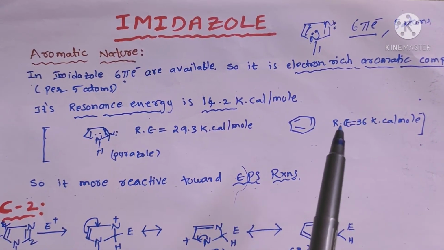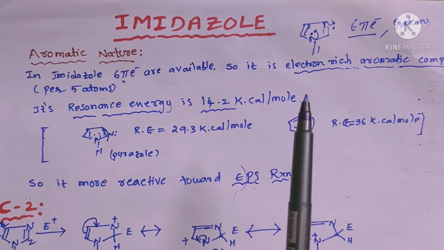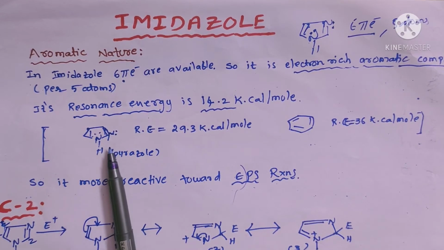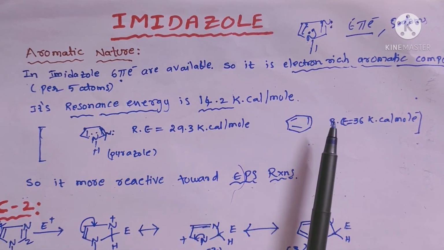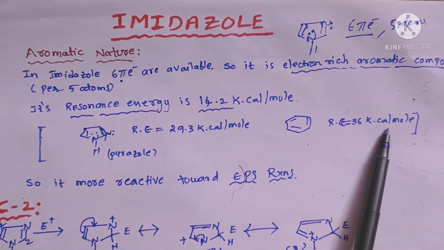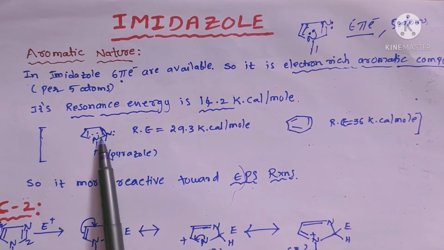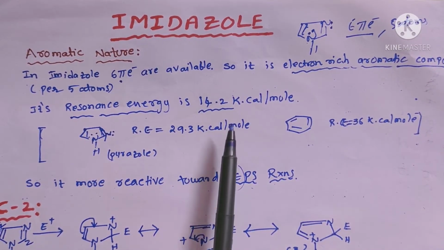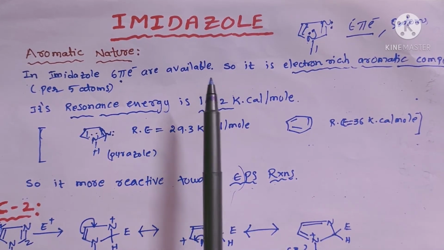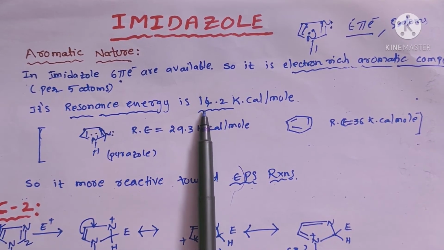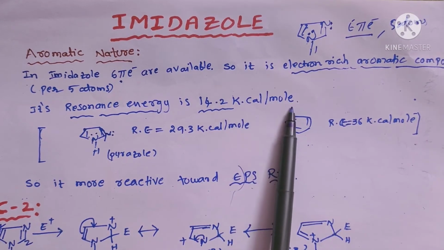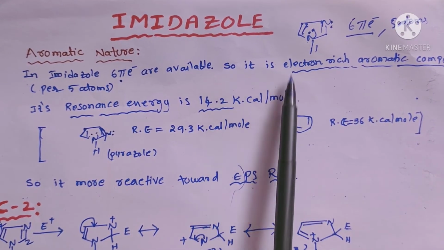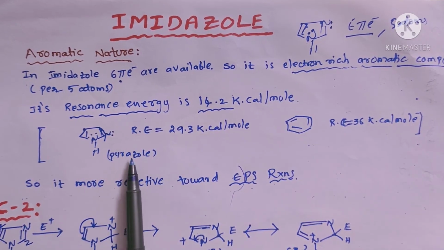It is more reactive and less aromatic than benzene and pyrazole. Benzene resonance energy is 36 kilocalories per mole, whereas the pyrazole resonance energy is 29.3 kilocalories per mole, whereas the resonance energy of imidazole is only 14.2 kilocalories per mole. That means imidazole is less aromatic than even pyrazole.